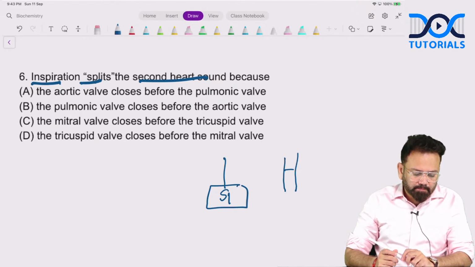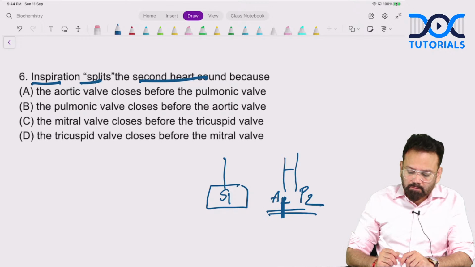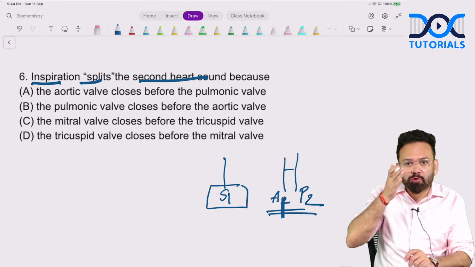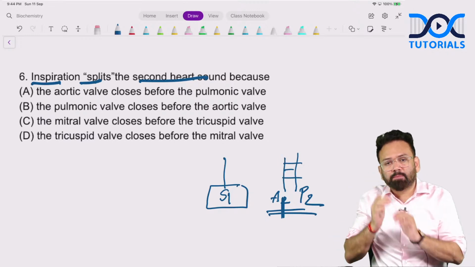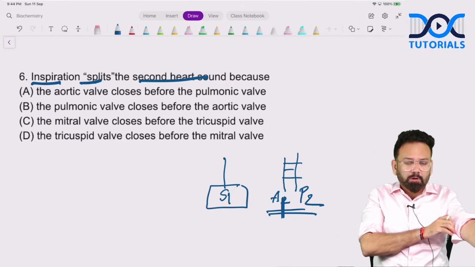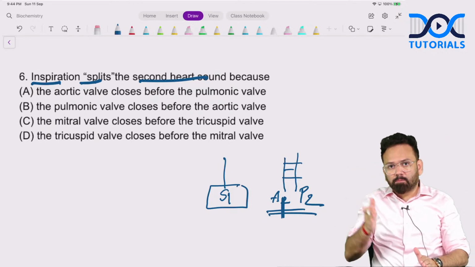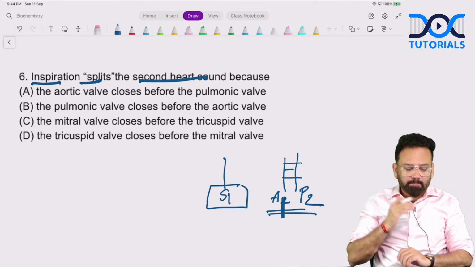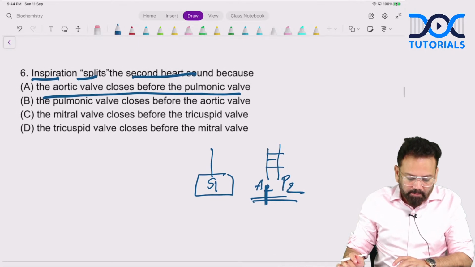Aortic closes before pulmonary. What about others? Yes, aortic will come first, pulmonary will come later on. Very good. So A2, P2, lub, drop. It is drop, it is not dub. It will take some time. So when you hear the sound, lub is pinpoint, but drop is because A2 comes first, then P2 comes. So the answer will be aortic valve closes before pulmonary valve.